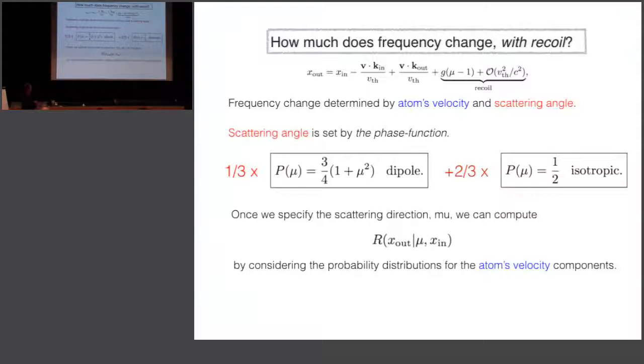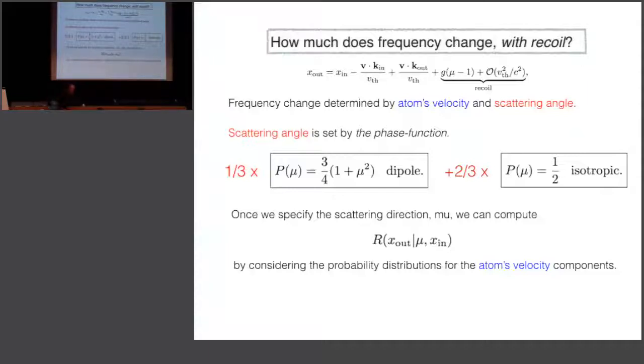The frequency change of the atom before and after scattering is determined entirely by the atom's velocity, this v here, right? And k in and k out, or the angle between the two, the scattering angle, right? Because in principle, I can just pick any direction for the incoming photon, and what matters is basically how k out differs from k in. So this scattering angle is basically the second ingredient that enters. Now this scattering angle, that's what we talked about this morning.